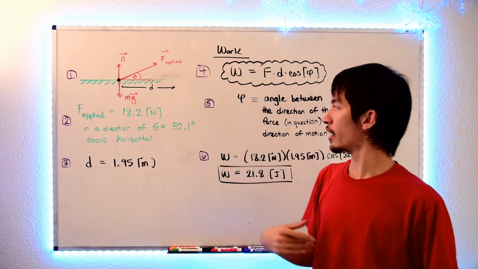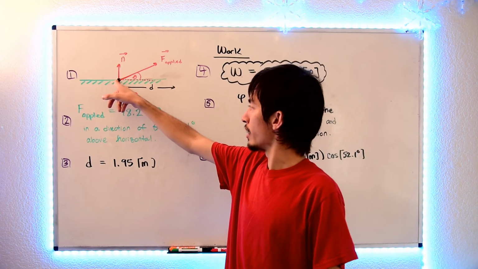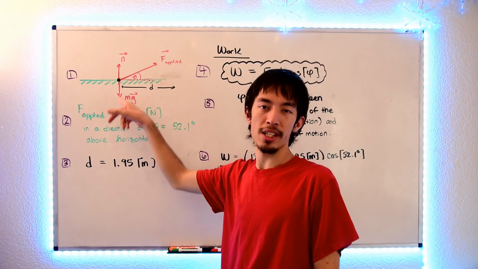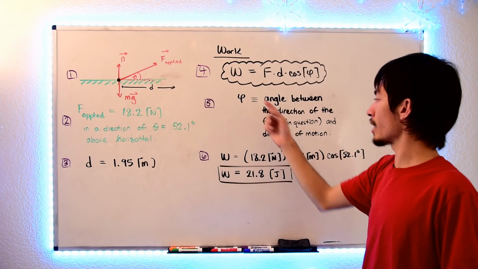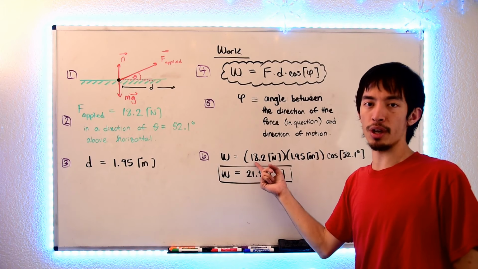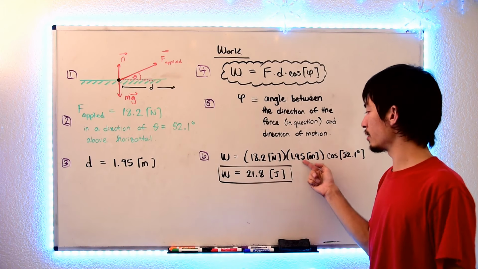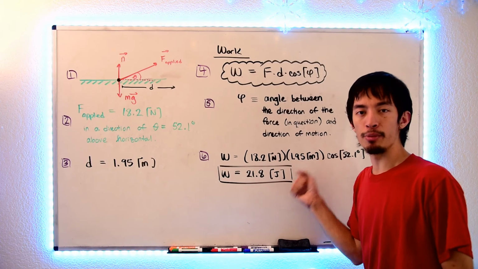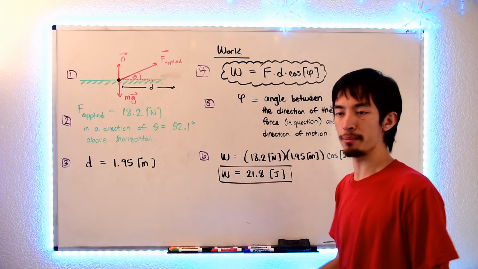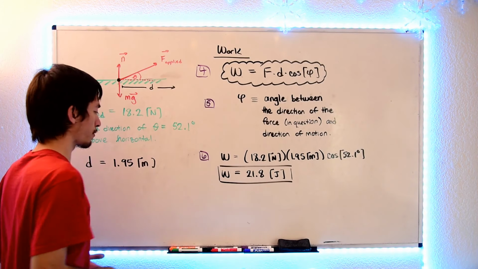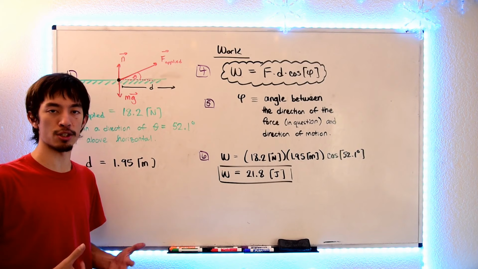I could have asked for the work done by a different force rather than the work done by the applied force. Notice that, because the weight points downwards, if I were to ask for the work done by that force, I would instead use mg instead of my applied force, so I would plug in mg. I would use the same distance, but the angle would not be 52.1 degrees. Remember, if you were to find the work done by a different force, you have to consider its direction.